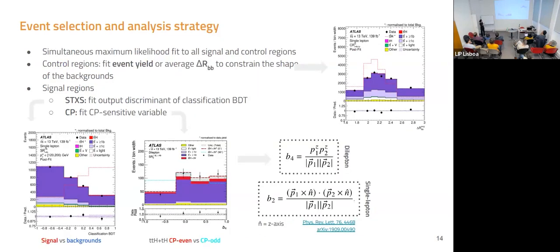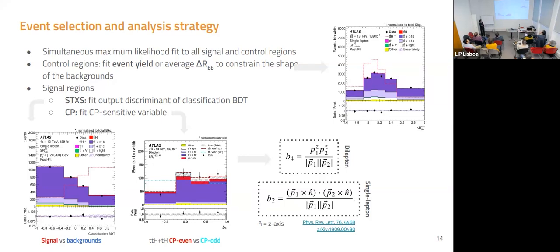In the end, what we do is perform a simultaneous maximum likelihood fit, including all signal and control regions. Once again, these are two independent fits, one for the cross-section and one for the charge parity analysis. In the control regions, we fit either the event yield or the average delta R between pairs of b jets. This allows us to constrain the shape of the backgrounds, and you see an example of such a distribution here on the right. These types of plots show you on the y-axis the number of events per bin, and on the x-axis the value of a given variable, in this case, delta R bb. The filled stacked histogram shows the total contribution of the backgrounds and the signal. The signal is in red here. And the dashed red line shows the shape of the signal with the cross-section normalized to the total background yield.